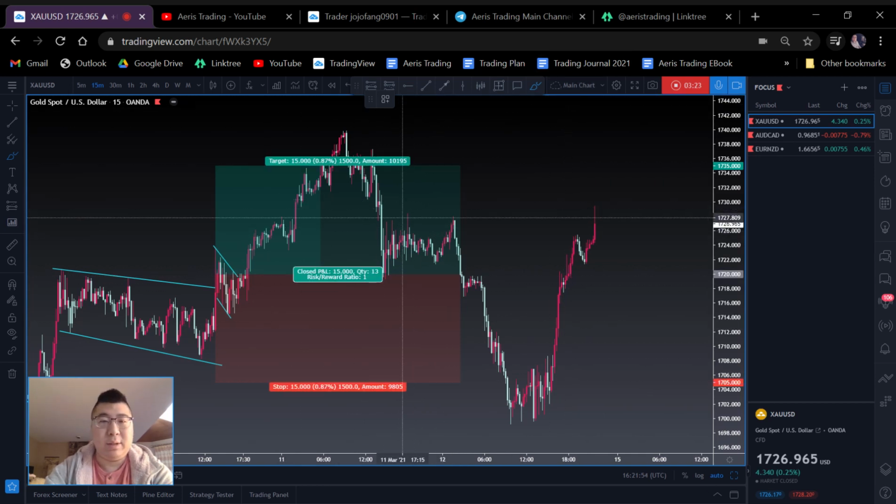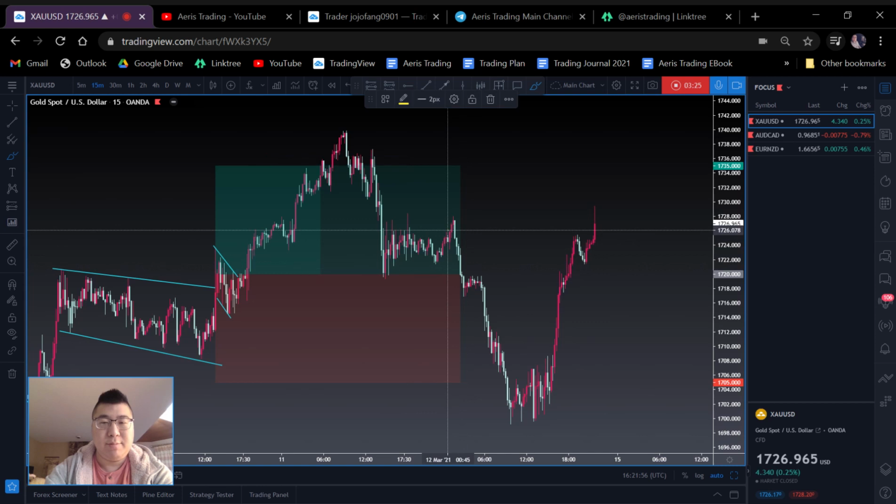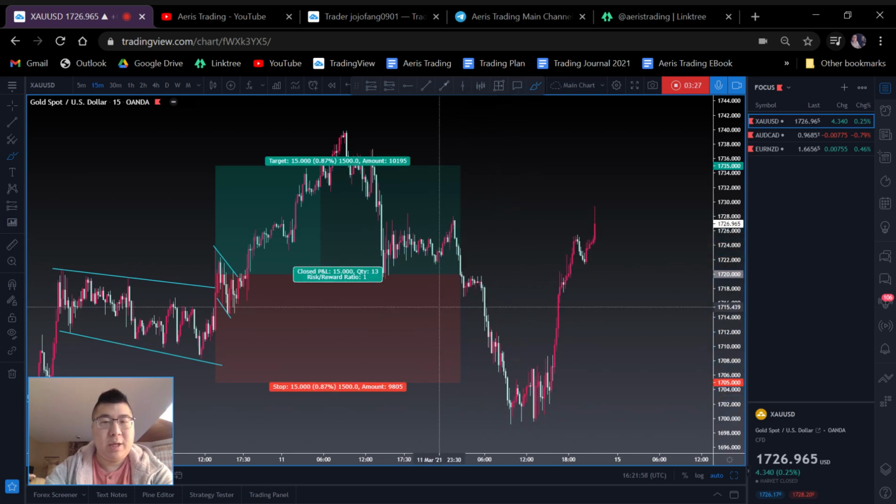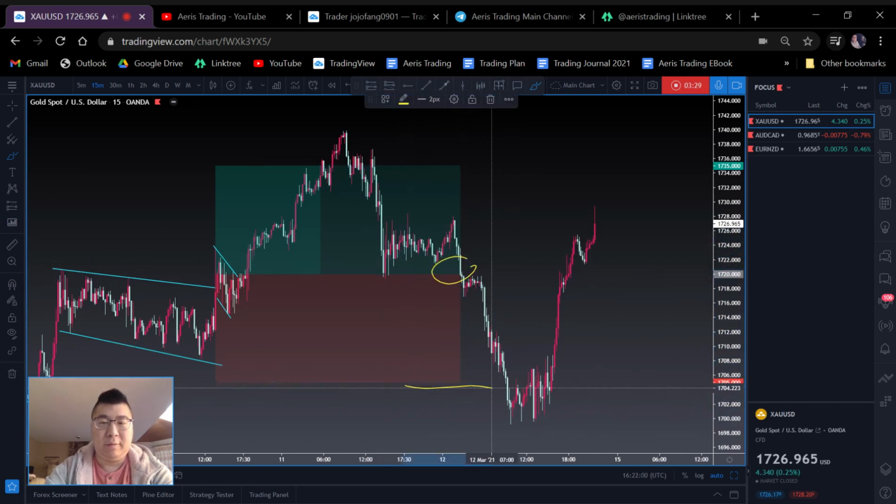In this example, price eventually pushed down further, and if I didn't set it to break even, I would have taken a full loss here.